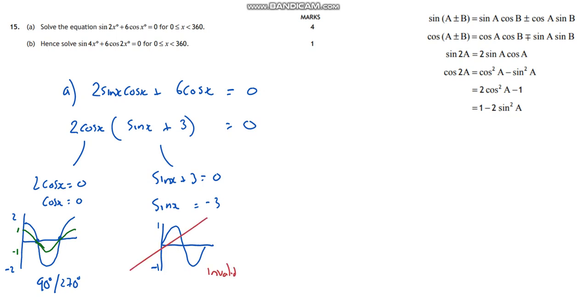Yeah, it can't equal negative 3's down here somewhere, isn't it? Negative 3's. I'll draw that in. Negative 3 be down here. So it can't possibly reach negative 3. So that's your two answers. You've got 90 and 270. That's inside the range as well.